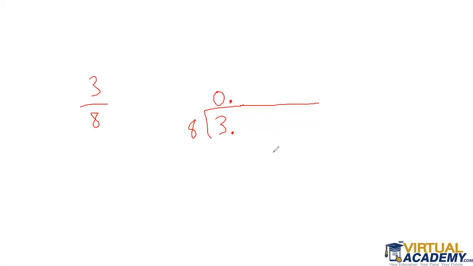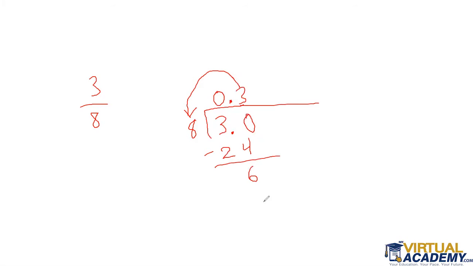So then we put a 0, okay? 8 goes into 30 3 times because if we do 3 times 8, okay, we get 24, okay? If we did it 4 times, we would get 32, but 32 is too big because the number is only 30, right? So 4 times is too much. So 3 times, right? 3 times 8 is 24. And then we subtract, 30 minus 24 is 6, okay?